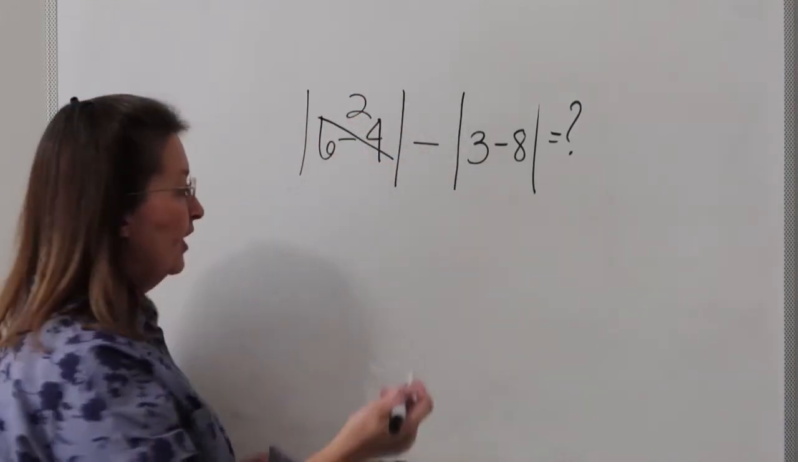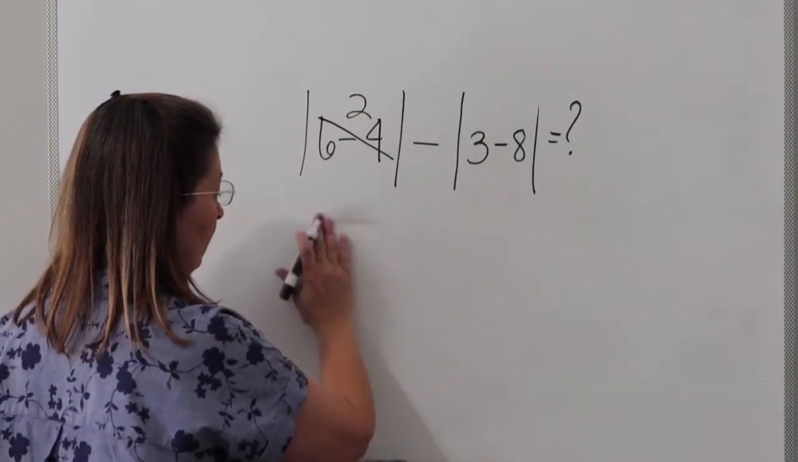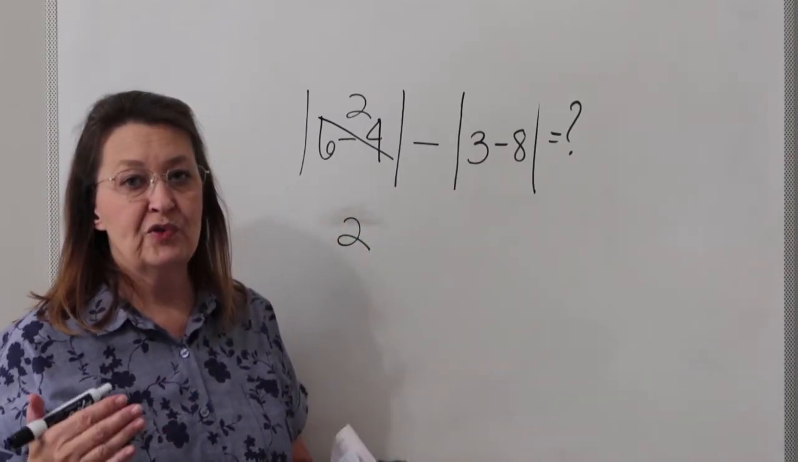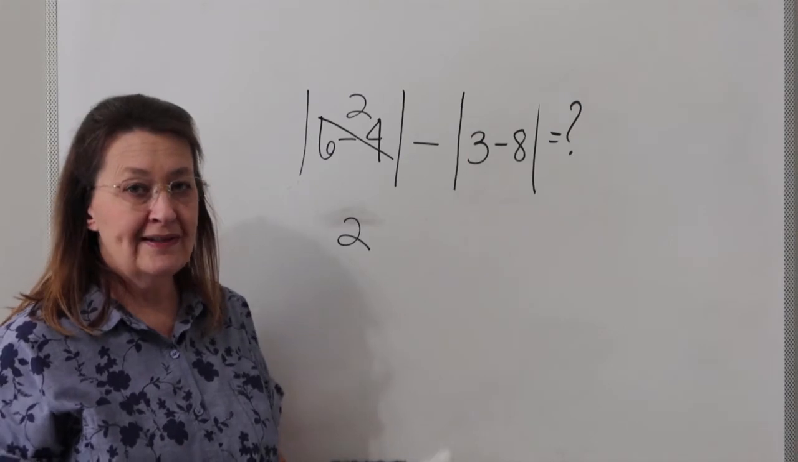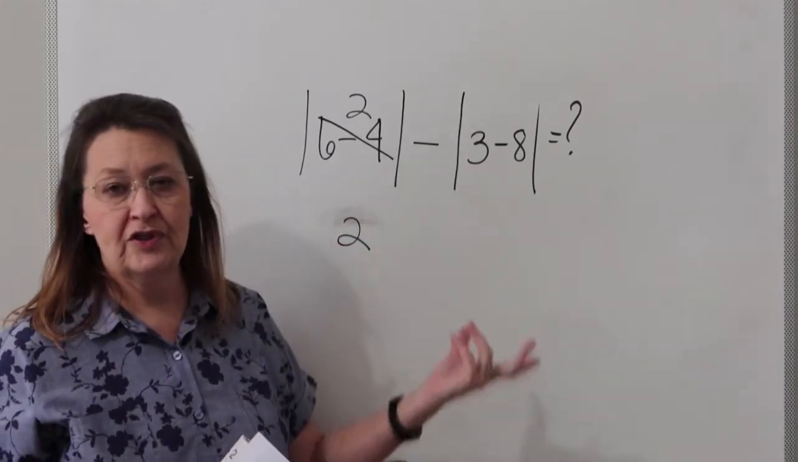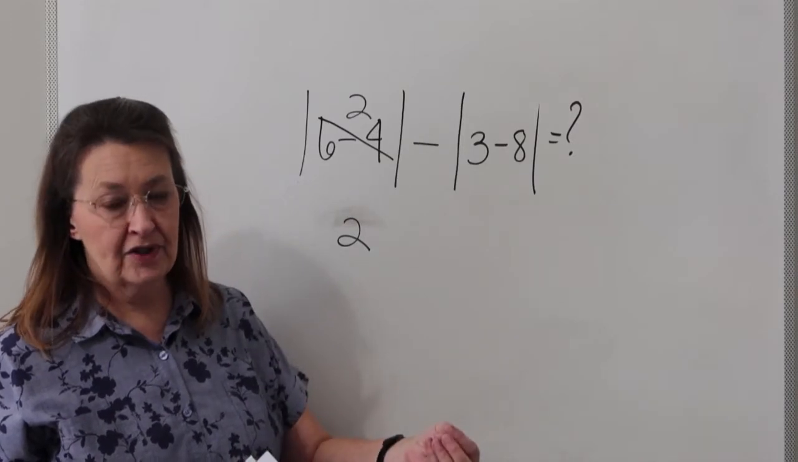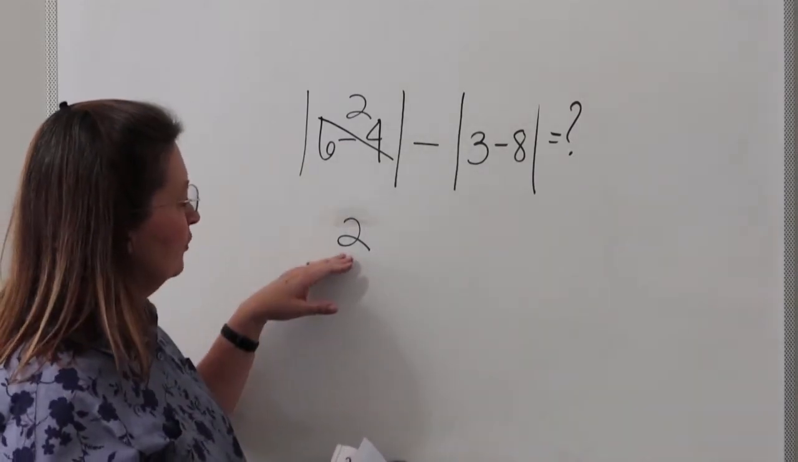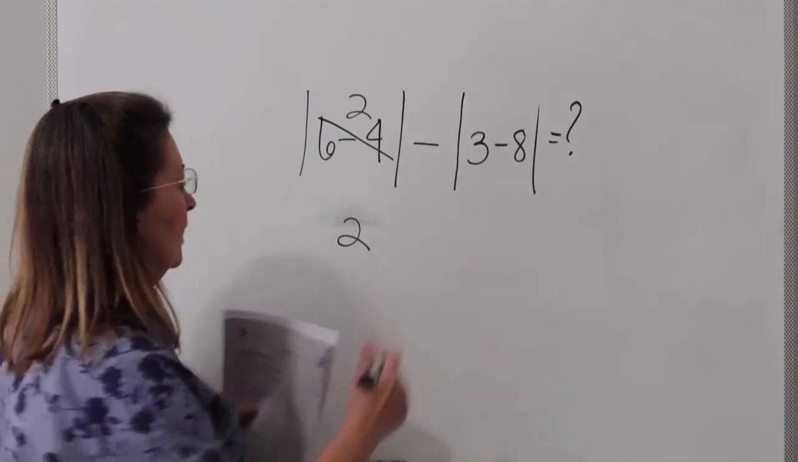6 minus 4 is 2. Now what's the absolute value of 2? Well, it's just 2. Remember, absolute value actually has no sign. It's just the number of spaces this number is worth on the number line. And negative 2 is worth just as many spaces as positive 2. The sign just gives you direction. So the absolute value of positive 2 is 2.